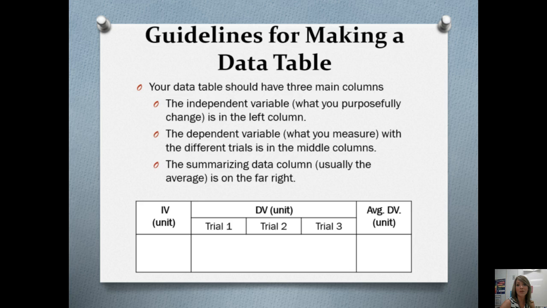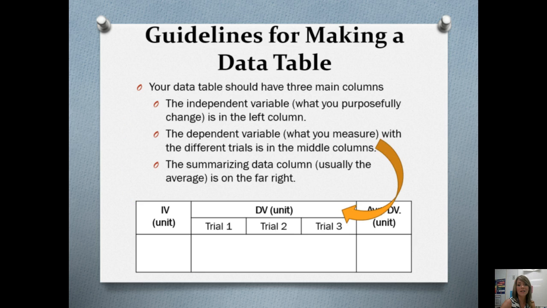First of all, your data table is going to have three main columns. The first column is going to include your independent variable. It always goes in the left-hand column. And remember that the independent variable is going to be the thing that you're testing. Also, remember to include a unit here if that is applicable. So here is your independent variable.